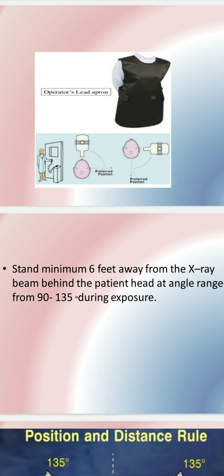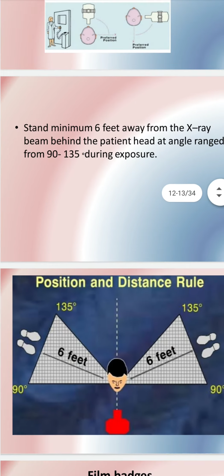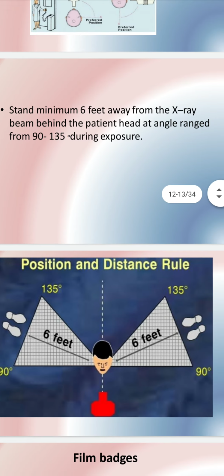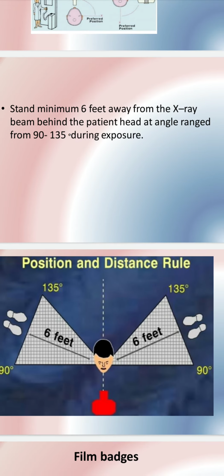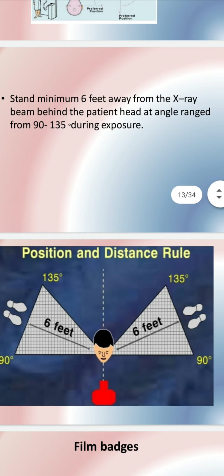Stand a minimum of 6 feet away from the X-ray beam, behind the patient's head, at an angle ranging from 90 to 135 degrees during exposure. This is the proper position of the operator at an angle ranging between 90 and 135 degrees, with a distance of about 6 feet and behind the patient's head.